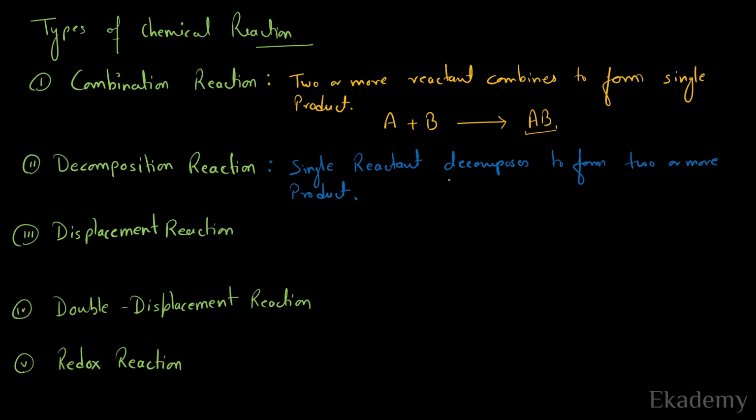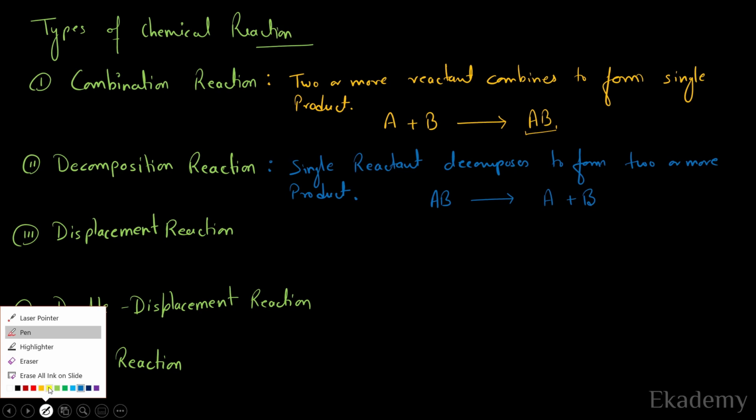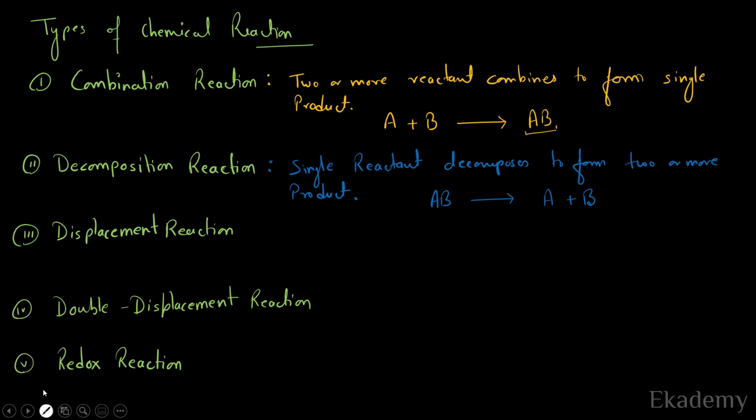So let us say we have a reactant. AB is a reactant and it decomposes or it breaks down to form two product A plus B. Product can be more than two also, but reactant will always be one in case of decomposition reaction. Now, what is displacement reaction? Let's see displacement reaction now.